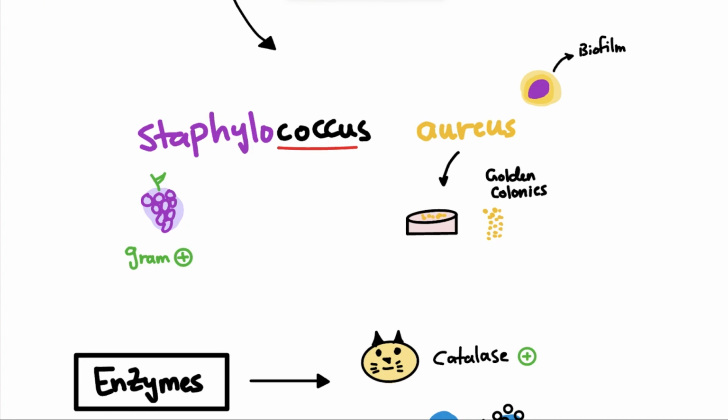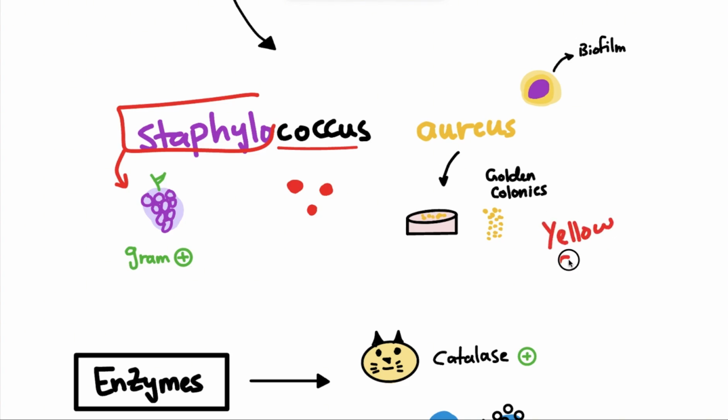Now when we look at the word Staphylococcus, Staphylo is a Greek word meaning a bunch of grapes. Coccus means it has a circular shape, it's round, and aureus comes from the Greek word meaning yellow or golden. So when we grow these bacteria on cultures, they will grow into golden colonies.